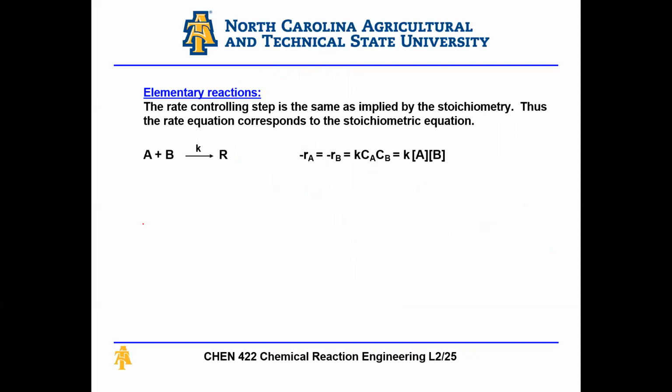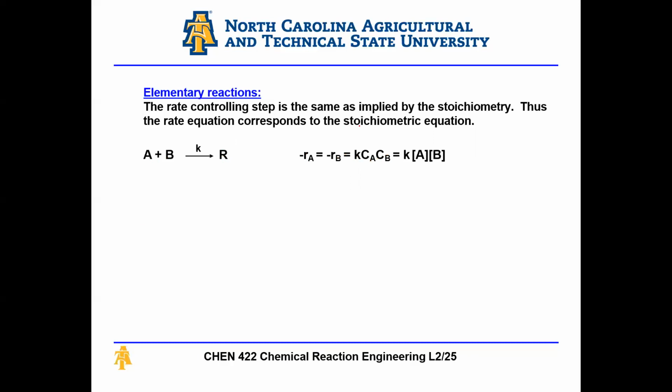An elementary reaction is one in which your rate equation corresponds to your stoichiometry. For example, if I have A plus B going to R, and my rate equation with respect to A is just k multiplied by CA multiplied by CB. So I see here that the rate equation corresponds to the stoichiometry. There is nothing strange going on here. So this is called an elementary reaction.